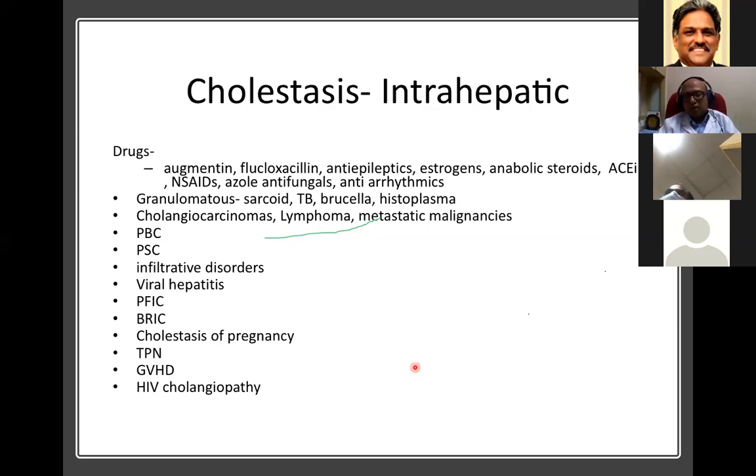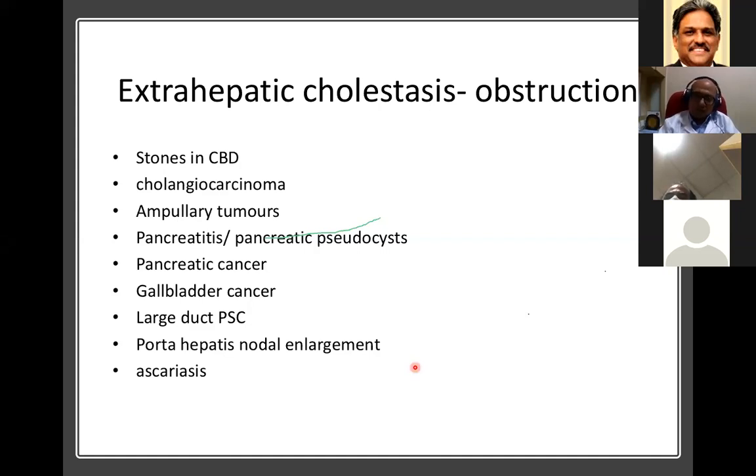And then there is also pregnancy-related cholestasis. People on total parenteral nutrition may develop cholestasis during their second week of TPN. And then there are rare things like HIV cholangiopathy and graft versus host disease in BMT recipients. So the list is pretty exhaustive. I think you'll have to take a detailed history, a past medical history, drug history, and then try to narrow down the diagnosis. And then for extrahepatic cholestasis, it's just obstruction of the bile duct at various levels.